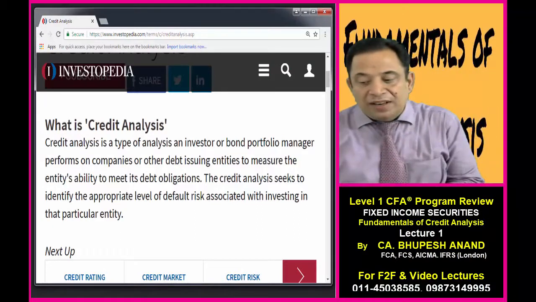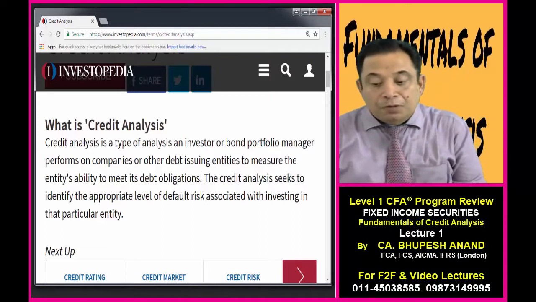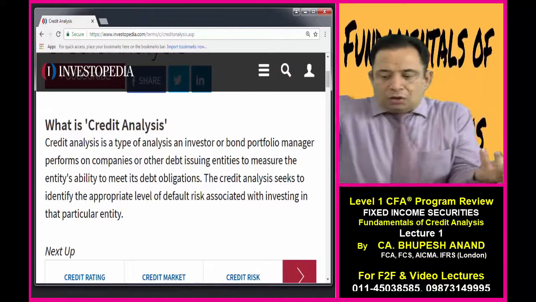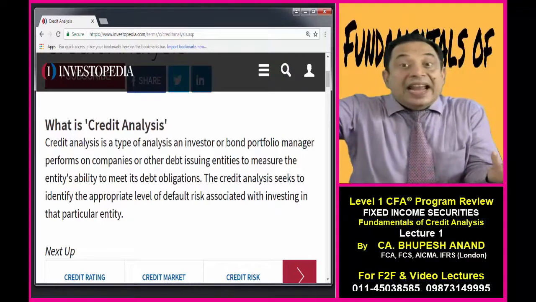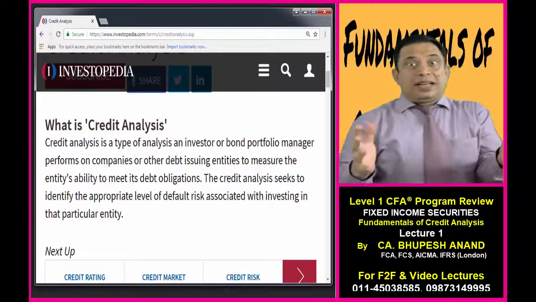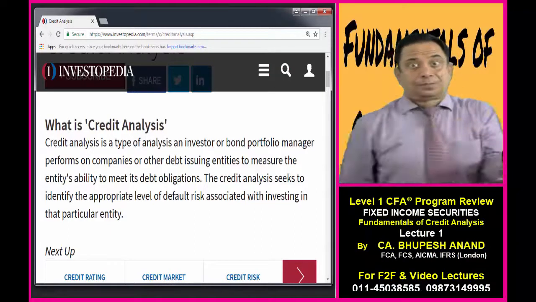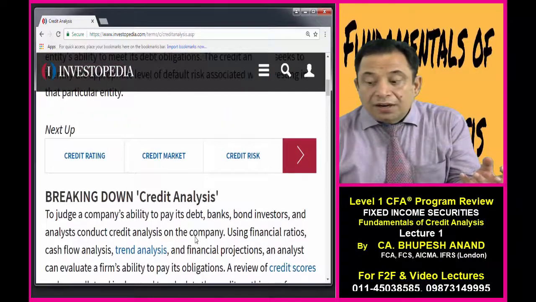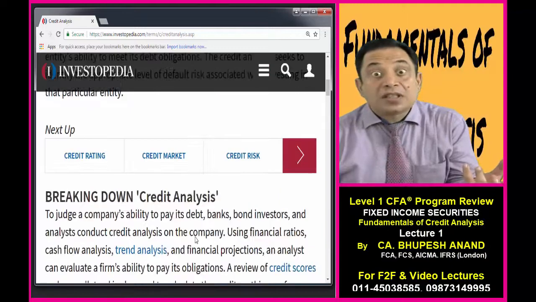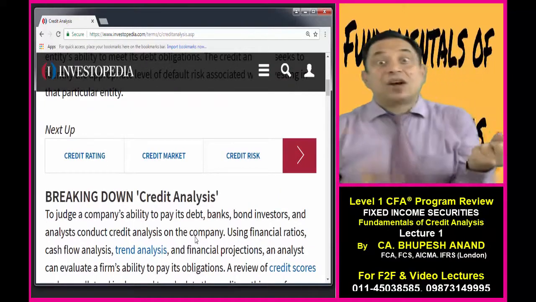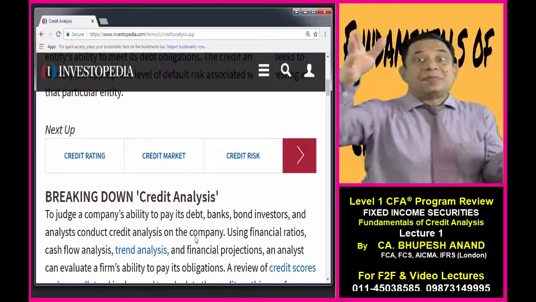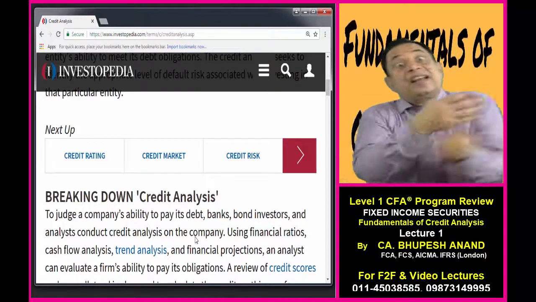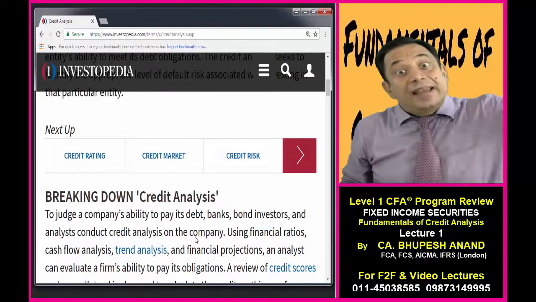Credit analysis is a type of analysis an investor or bond portfolio manager performs. It means the investor has to analyze companies or other debt issuing entities to measure the entity's ability. I have given the money, so whether that company will be able to pay me or not. The credit analysis seeks to identify the appropriate level of default risk associated with an investment. How much is the default risk in Kingfisher Airlines, for example? Banks like Canara Bank, Punjab National Bank, so many banks have given loans to Kingfisher Airlines. Now they must have done credit analysis before giving the loan.